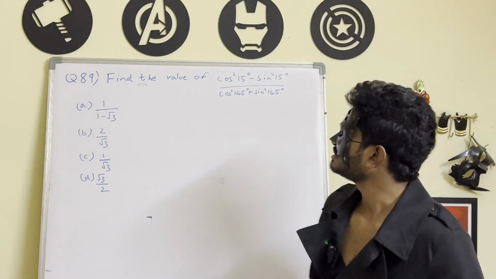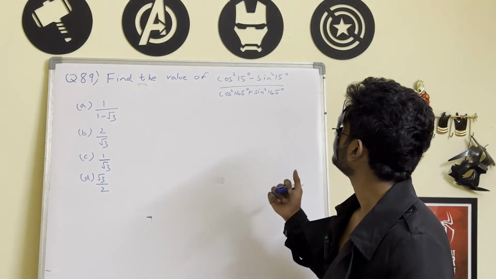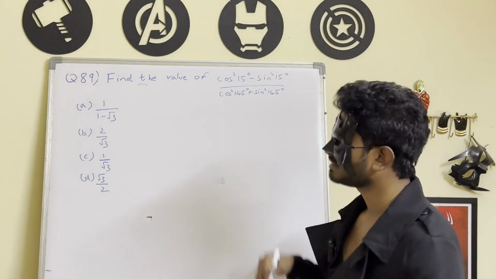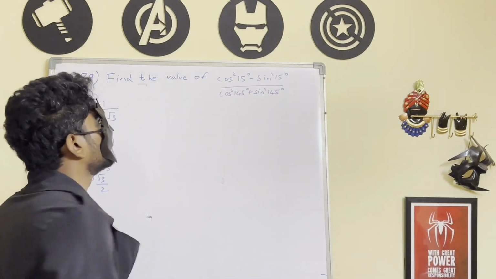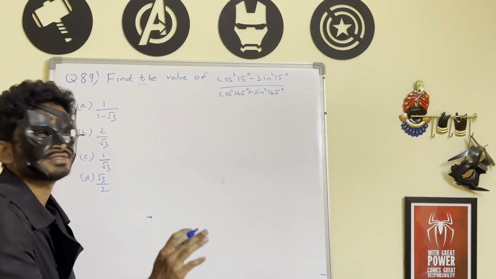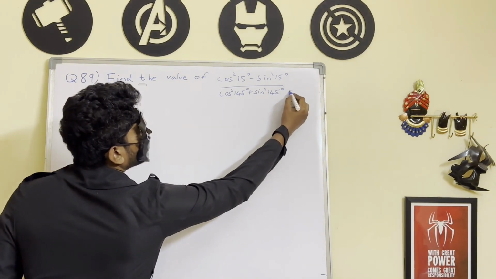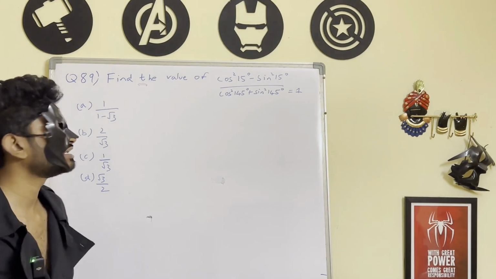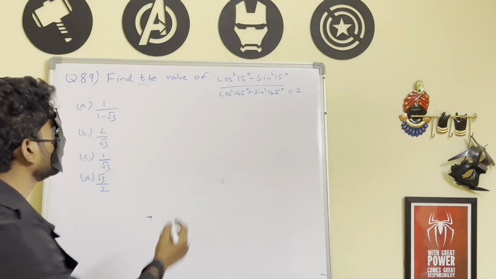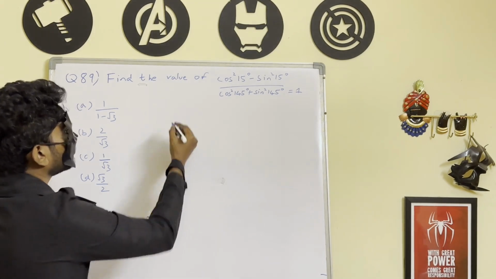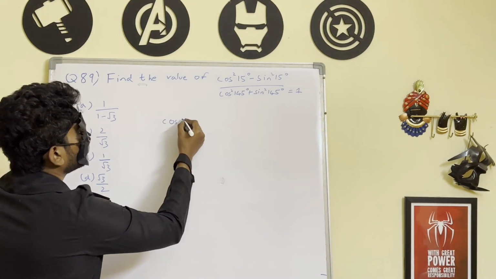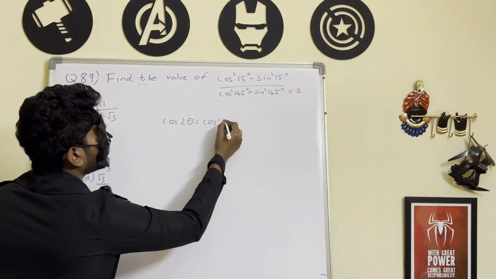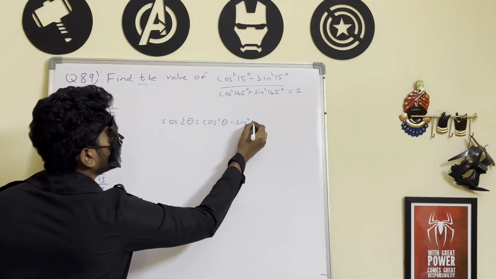So superhumans, next question is, find the value of cos square 15 degrees minus sin square 15 degrees by cos square 145 degrees plus sin square 145 degrees. Here we know that cos square theta plus sin square theta is equal to 1, so denominator will be equal to 1, so there is no issue there. And one more identity which I will be teaching you next in higher trigonometry, but as of now just remember it, is nothing but cos 2 theta is equal to cos square theta minus sin square theta.